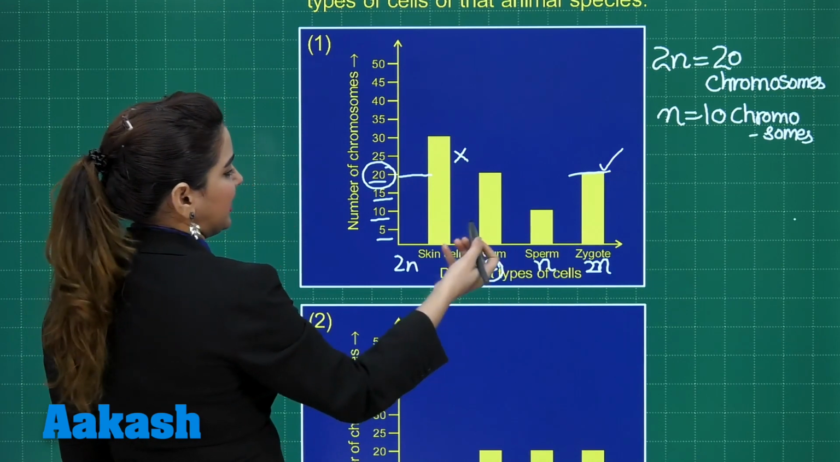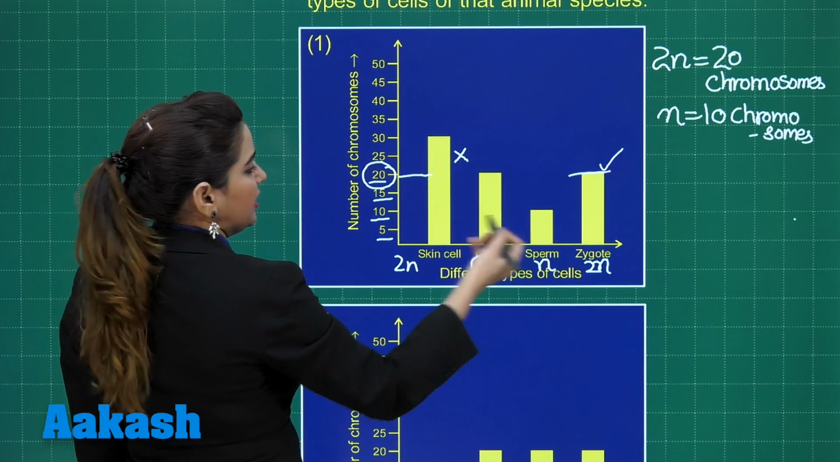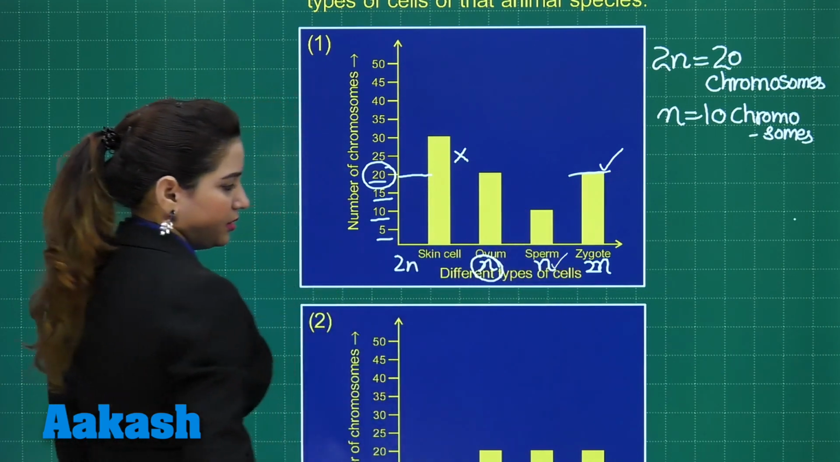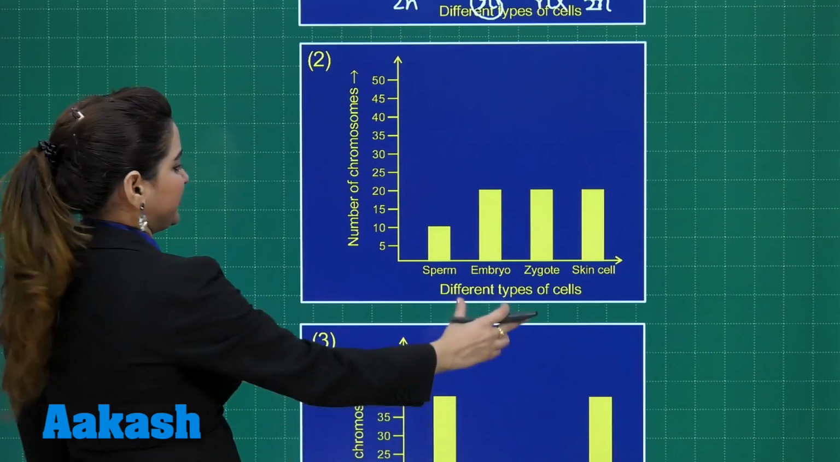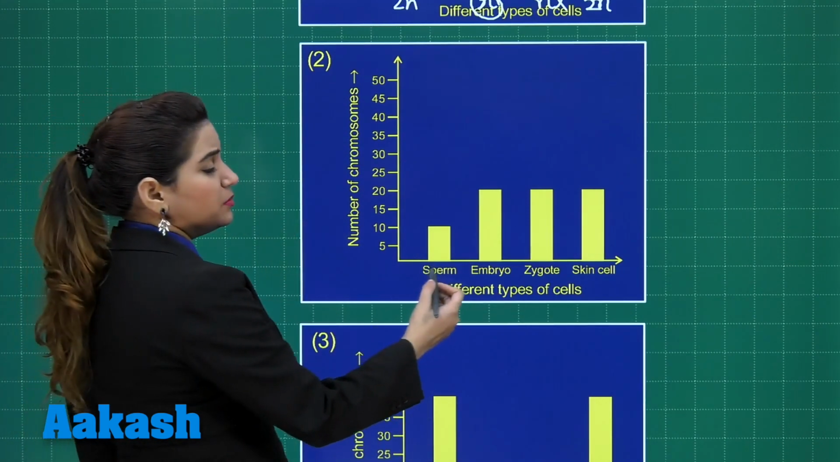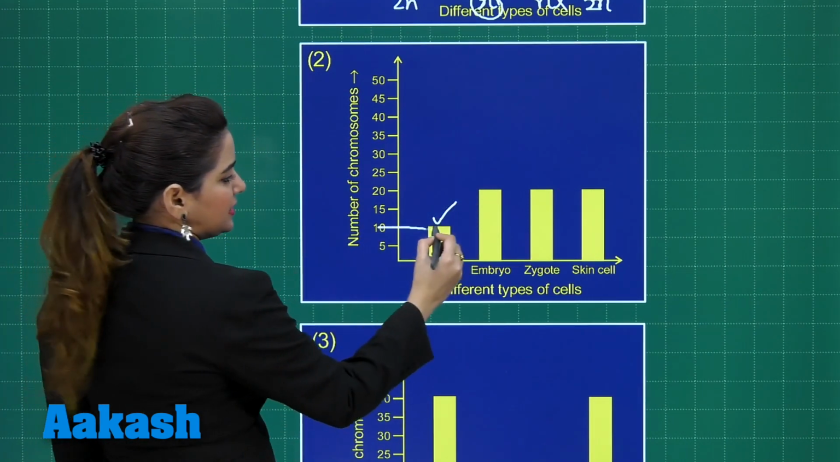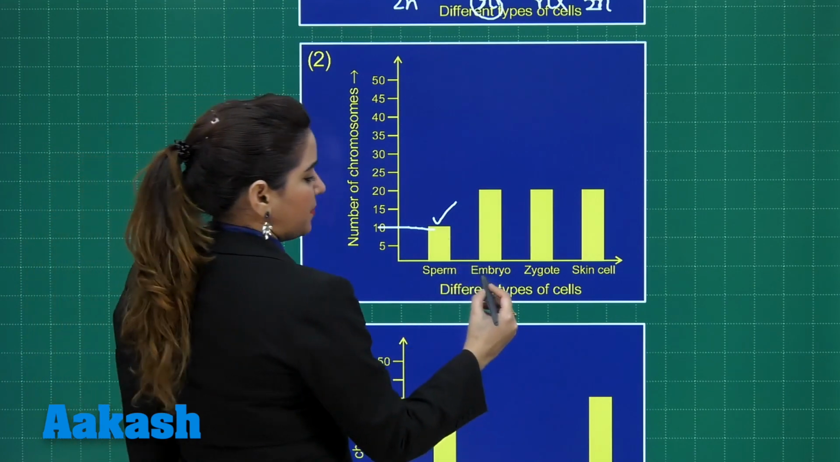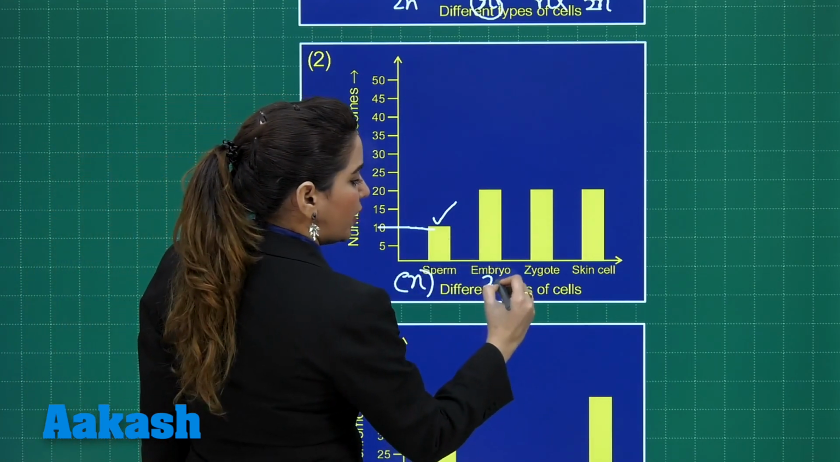n is ovum. It has to be 10, but it is somewhere here. And again, then we have sperm. It is somewhere near 10. So this is clearly not a right choice. So here we have different type of cells on one hand side, a number of chromosomes on other hand side. So a sperm should have been 10. So it is right. It is near 10. You can see that. Talking about embryo, so yes, I'll write it down. Sperm is n. Embryo should be 2n.